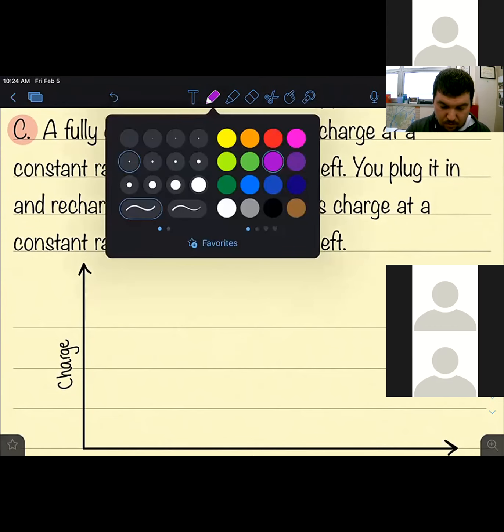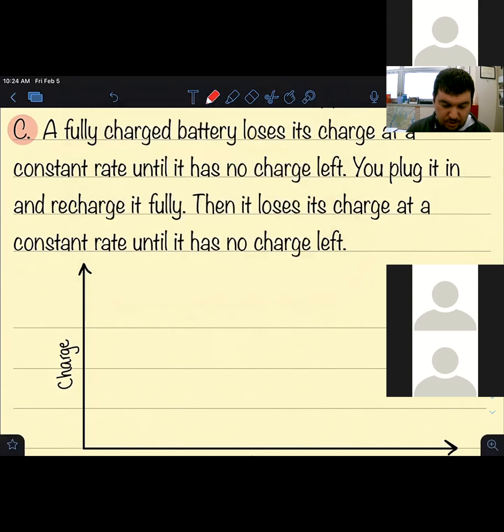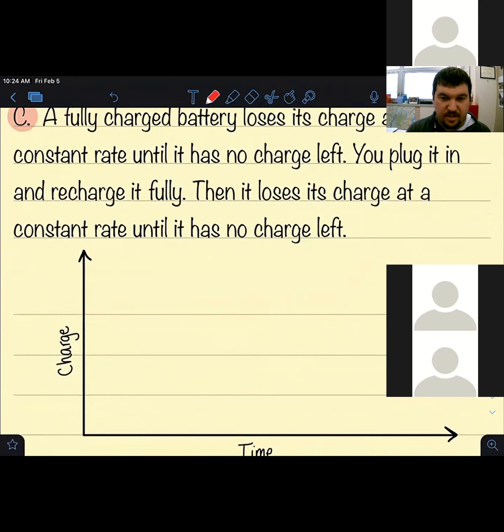Okay. So if it says it's fully charged, then where do we need to start this? The origin. At the top. At the top. Yeah, if it was at the origin, that would mean it has no charge. So I don't know what the top is. We'll say the top is kind of up here, and it's going to lose its charge at a constant rate. So that's linear until it has no charge left. So that would be all the way down. So then it's going to hit, I wouldn't say it hits the origin, but it hits right there on the x-axis where the charge would be 0.